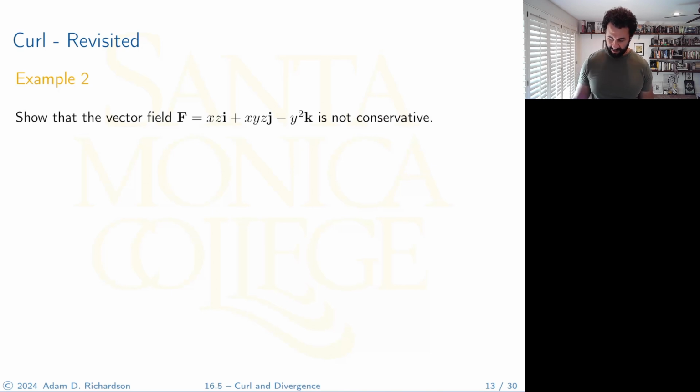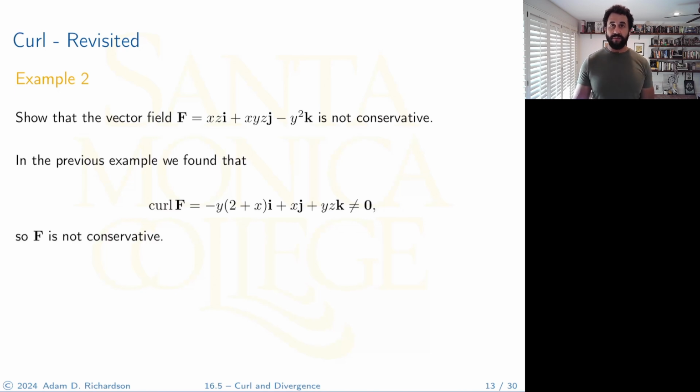All right, here we go. So we need to show that this vector field is not conservative. In the previous example, we actually computed the curl of this vector field, and the curl was not 0. So because the curl is not 0, our function cannot be conservative. That's pretty much it. There you go. Notice this is on a simply connected region as well, so we're all good there.